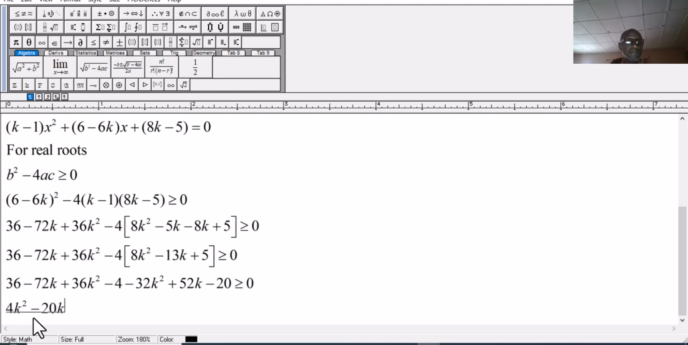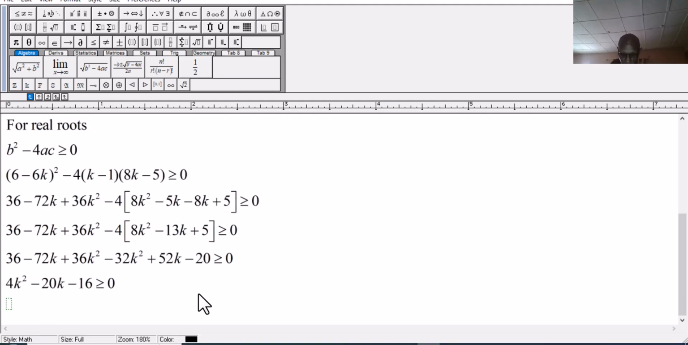We also have this 4. This was not meant to be there again, because we have used it to multiply whatever is there, so it's not supposed to be there again. Then we have 36 minus 20, that will be 16, minus 16, equal to 0. 4 is common to everything, so we can divide everything through by 4. So we have 4k squared minus 5k minus 4, greater than or equal to 0.